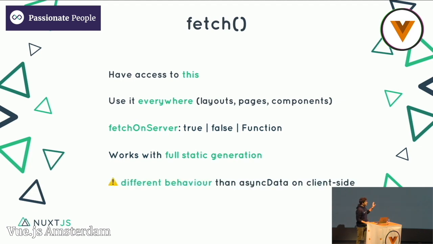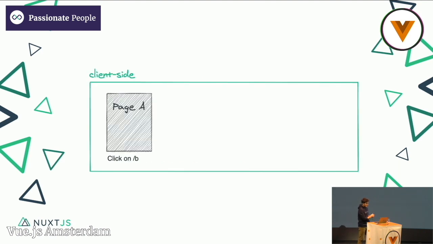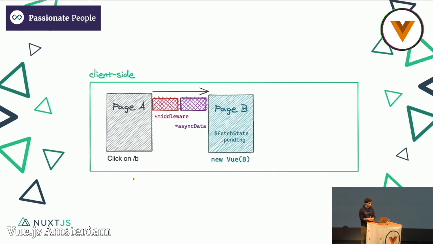But we have a different behavior than asyncData on client side. So I tried to draw something, not myself, but you can imagine. So I have my page A. I click on a link to go to page B. This little arrow is like the loading screen you can see on page A before going to page B. So first we call the middleware. If you throw an error or redirect, you won't go to page B. Then we call page B asyncData. That's why you don't have access to this. Then when it's done, we can directly show this page.